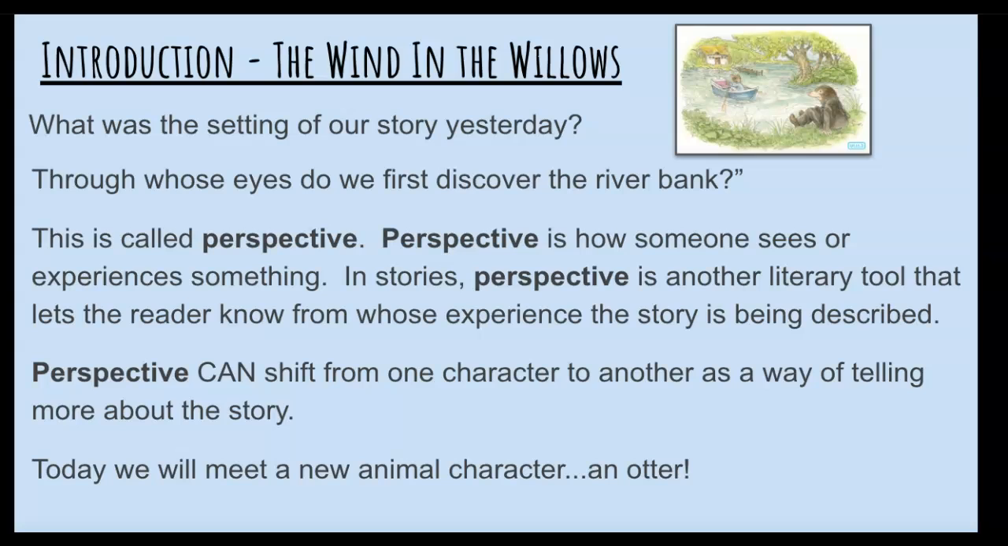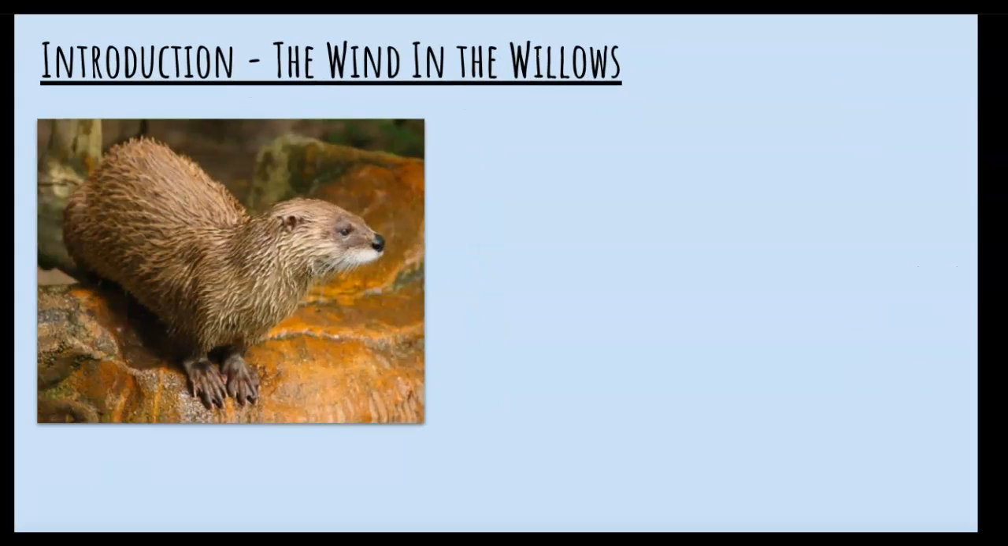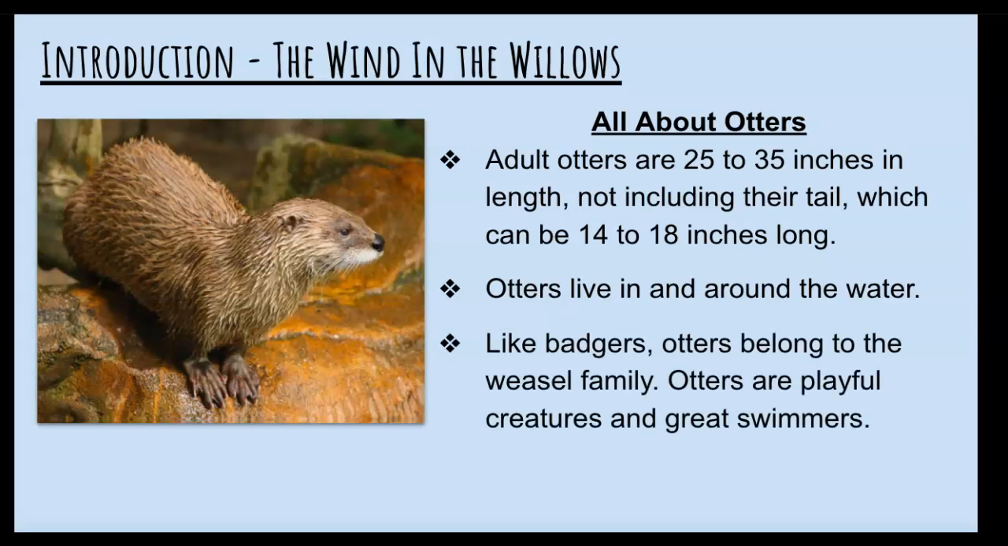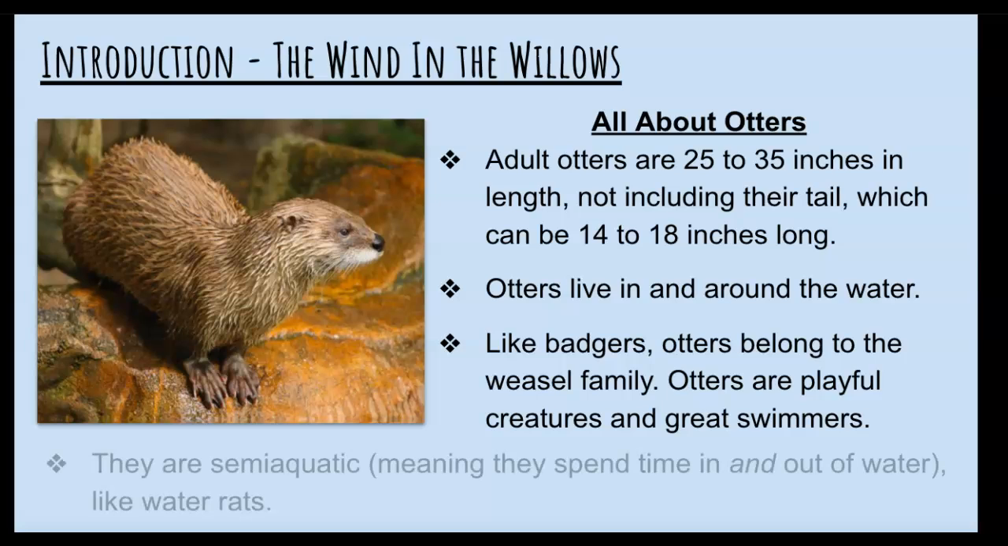Today we're going to meet a new animal character, an otter. So here are a couple facts about otters. Adult otters are 25 to 35 inches in length. That's how long they are, not including their tail. And their tail can be 14 to 18 inches long. Otters live in and around the water. Like badgers, otters belong to the weasel family. Otters are playful creatures and they are great swimmers.